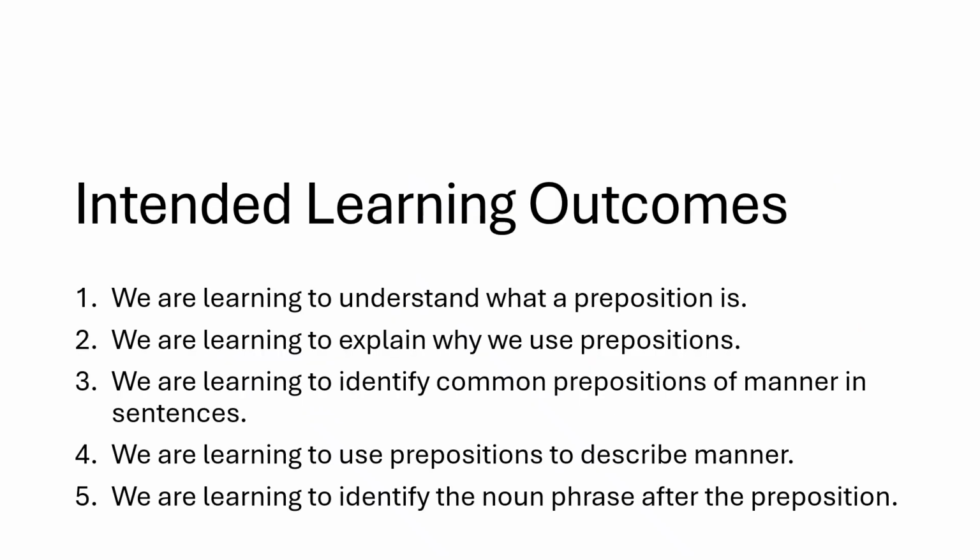There are 5 intended learning outcomes to achieve by the end of the lesson. 1. We are learning to understand what a preposition is. 2. We are learning to explain why we use prepositions. 3. We are learning to identify common prepositions of manner in sentences. 4. We are learning to use prepositions to describe manner. 5. We are learning to identify the noun phrase after the preposition.